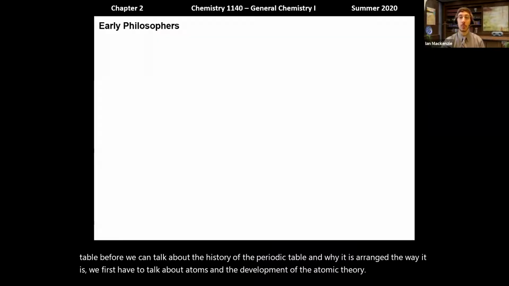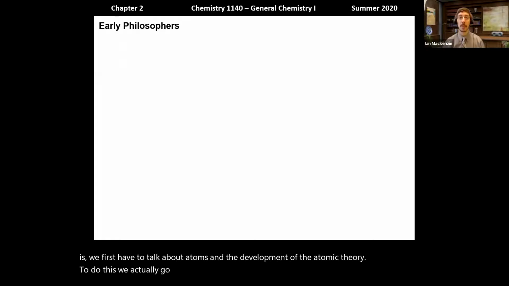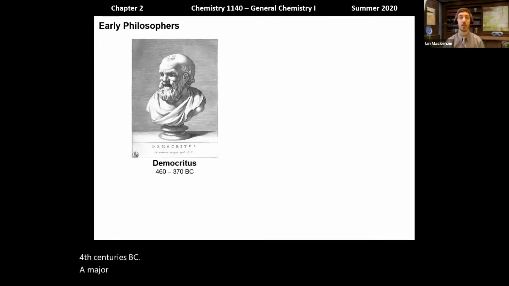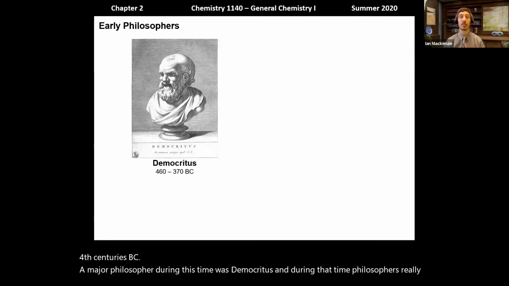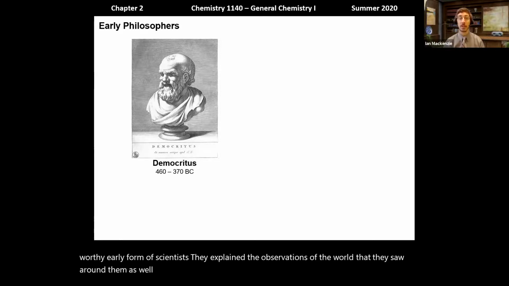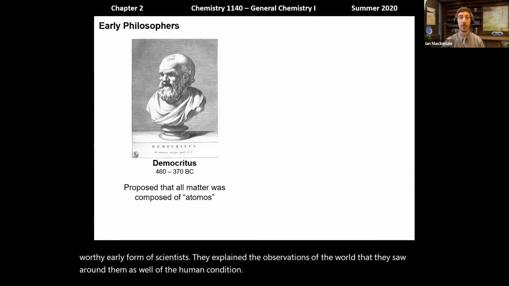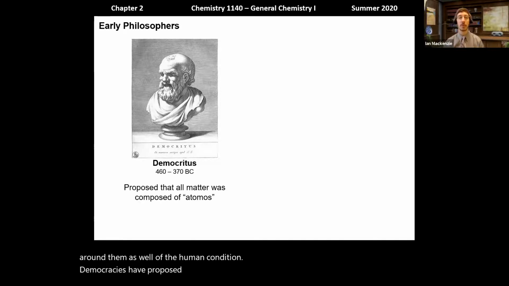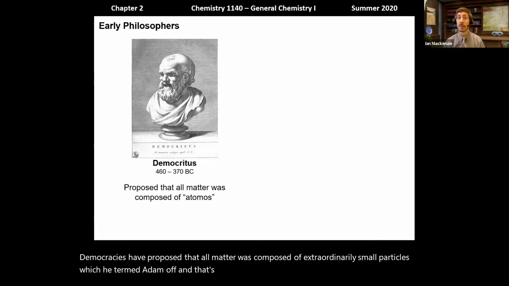To do this, we actually go back several millennia to the early Greek philosophers in the 3rd and 4th centuries BC. A major philosopher during this time was Democritus. And during that time, philosophers really were the early form of scientists. They explained the observations of the world that they saw around them, as well as that of the human condition. And Democritus had proposed that all matter was composed of extraordinarily small particles, which he termed atomos. And that's actually where we get the term atom today.